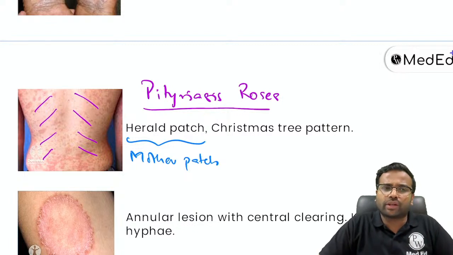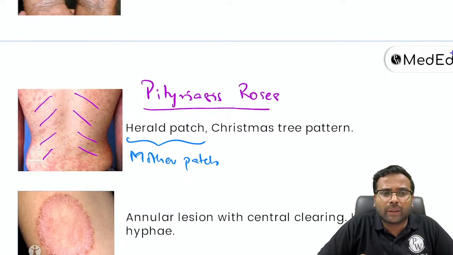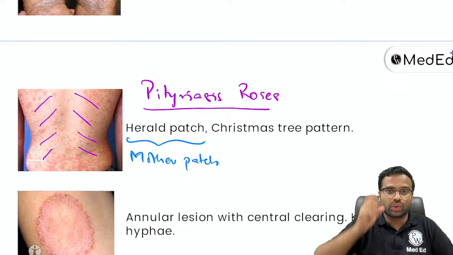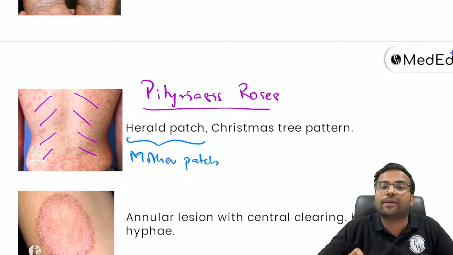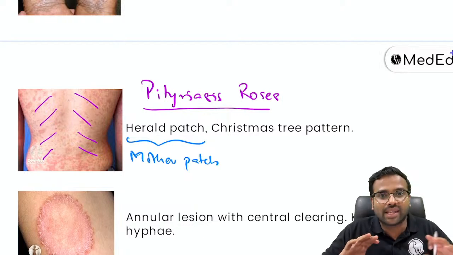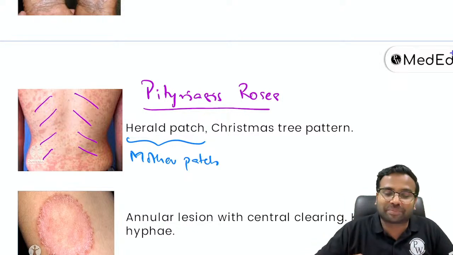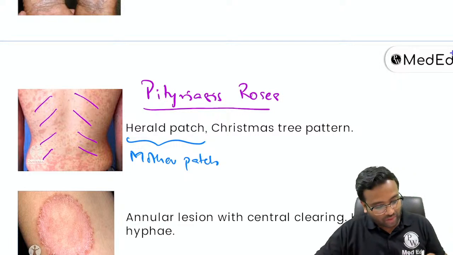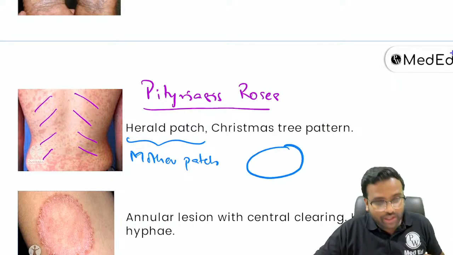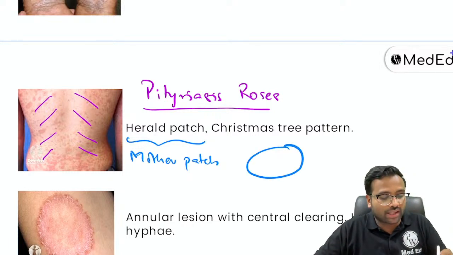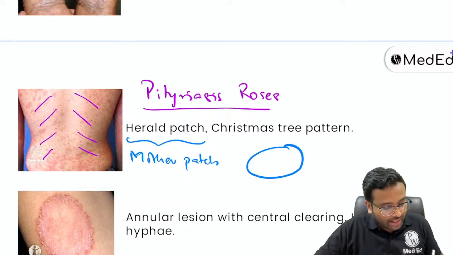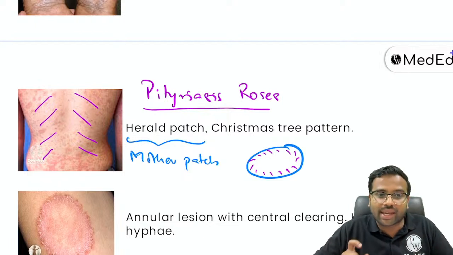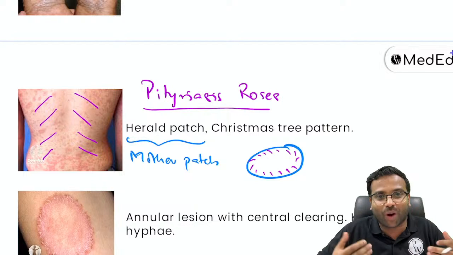Now, a very quick question for you. Now, is there any sign that is associated with the scaling that you can see over a herald patch? The clue is the scaling is seen over the periphery of the lesion. So if this is the lesion in Pityriasis rosea, which is called as the herald patch, the scaling can be seen over the periphery of this lesion. And since the scaling is seen over the periphery of the lesion, does it look like any curtain? What curtain is it?